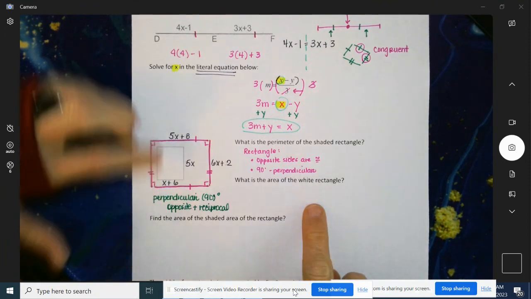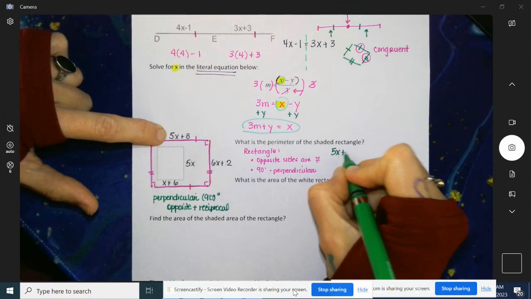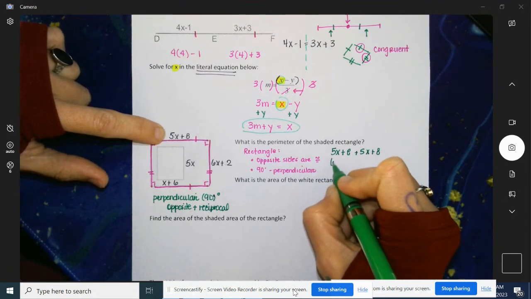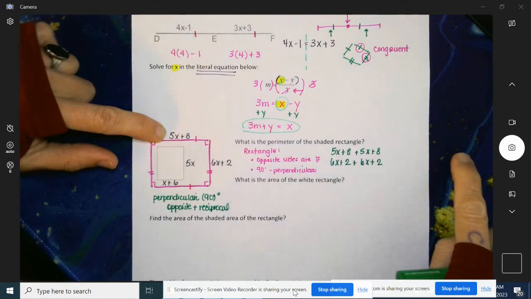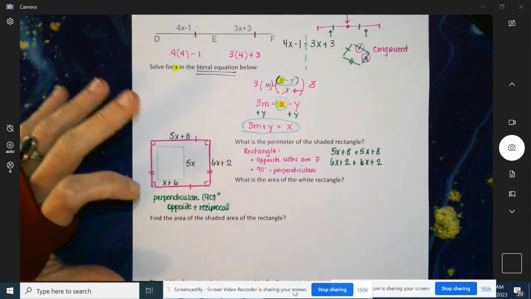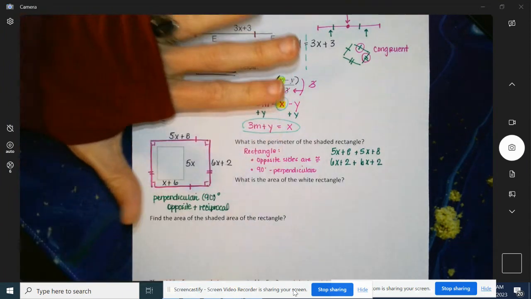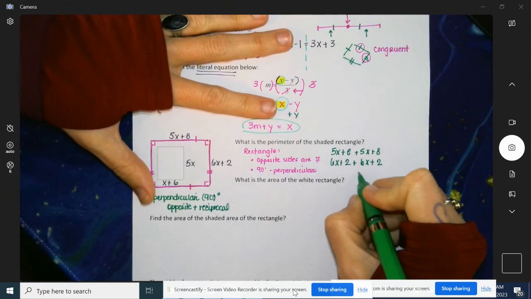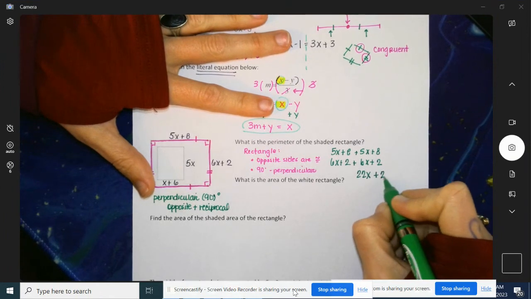Okay, so perimeter, we're going to add these together. So this is 5x plus 8, 5x plus 8. And then we have 6x plus 2 plus 6x plus 2. And you can write it straight across. It's fine. You can stack them. You can multiply 5x plus 8 times 2. All of that's the same. So we have 12 plus 10 is going to be 22x. And then plus 20.